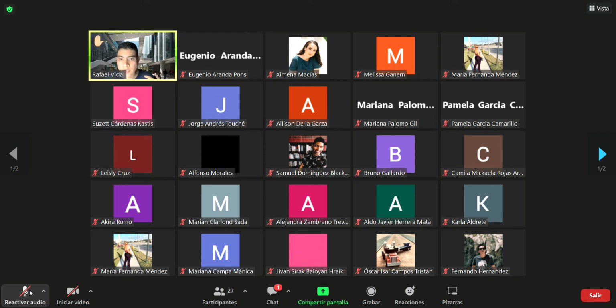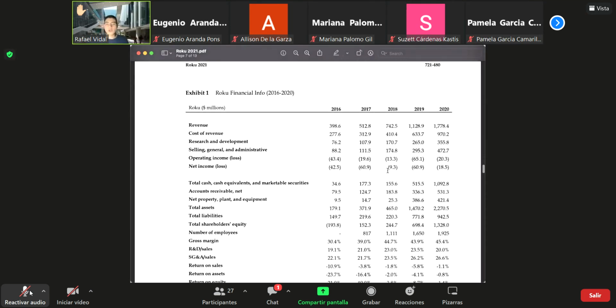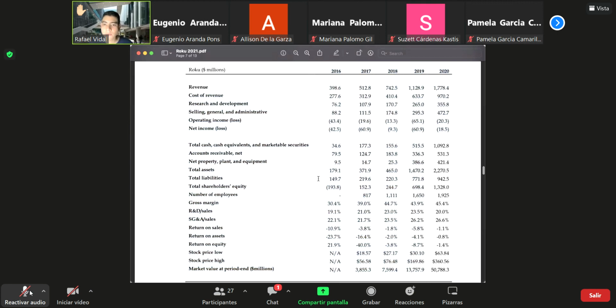So I told you for the simulation, we are not going to be doing the balance sheet. However, for the Roku 2021, you will have to analyze the balance sheet to reach solutions. So let me help you a bit with this. So here we have the income statement. And here we have information that belongs to the balance sheet. Total cash, cash equivalents, marketable securities. I already explained this in the presentation.